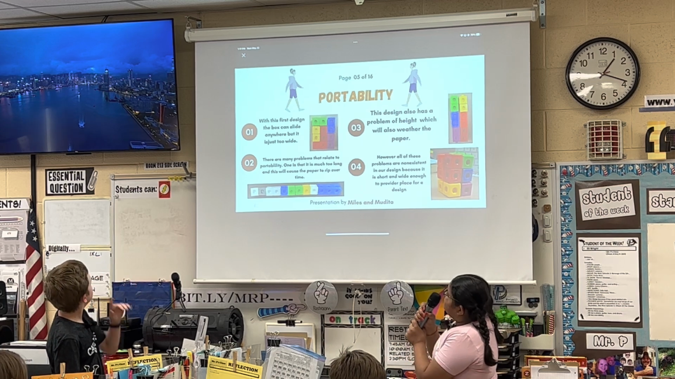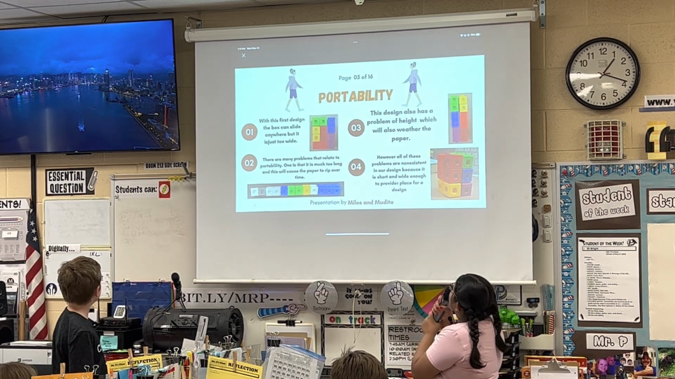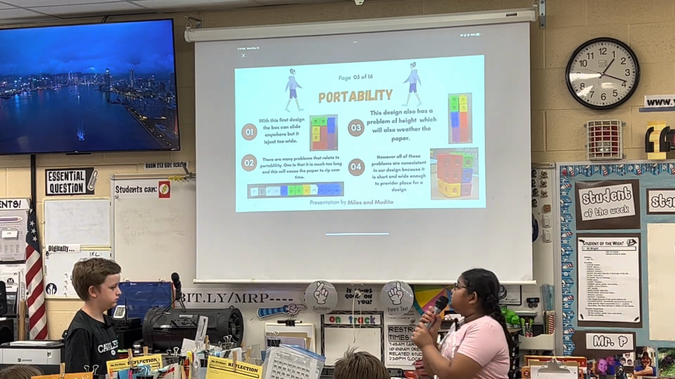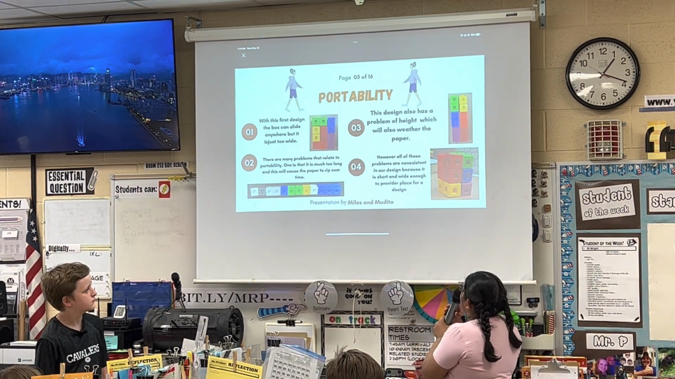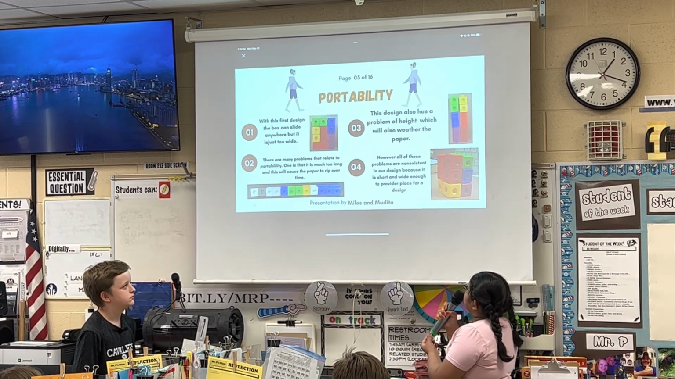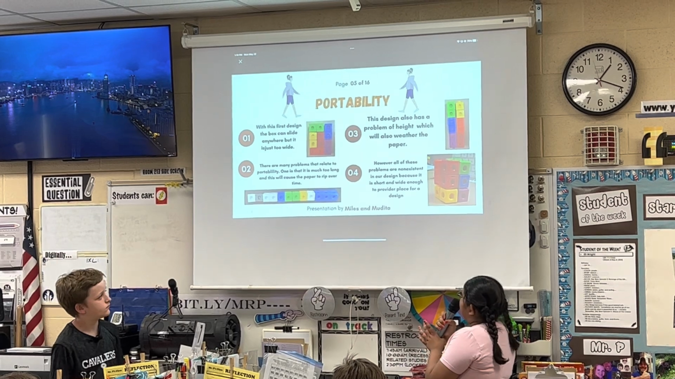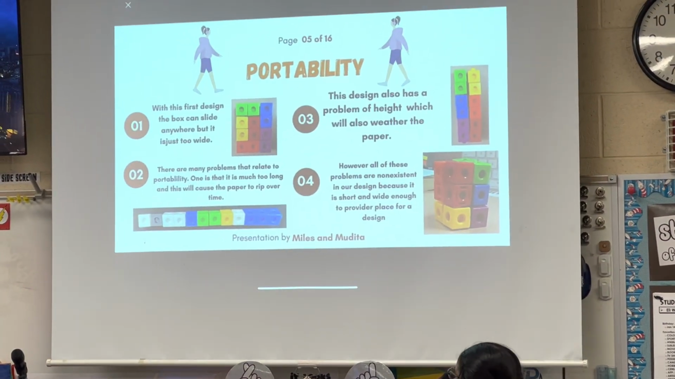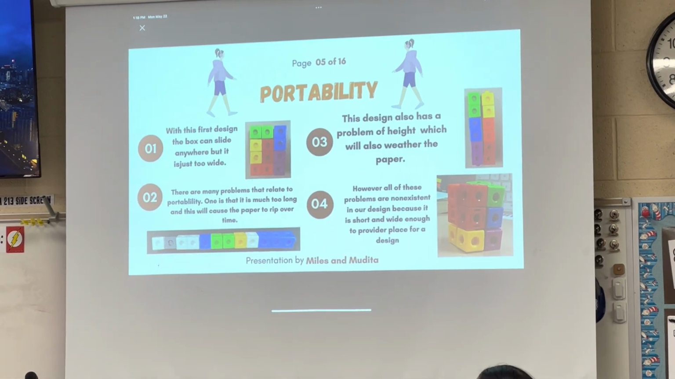Even though it's shorter than number two, it's still a little long for your pocket, and the paper will also start to weather. Number four, which is the one that we chose, all of these problems are non-existent in our design because it is short and wide enough to provide a place for a design, and because it is wide, the paper will not weather.